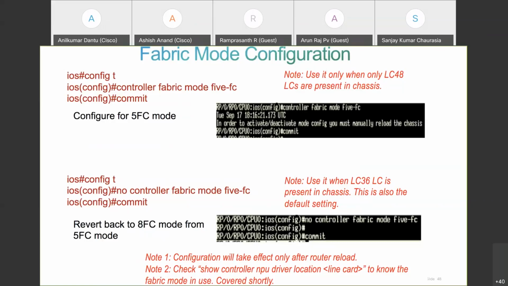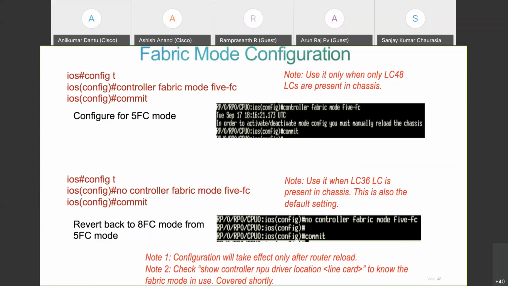Yes. See, as I mentioned, when you boot up the chassis, by default, it will boot up in 8 fabric card mode. Now, on the chassis, you have only 5 fabric cards. So you are nowhere near the N+1 redundancy. In an 8 fabric card system, you are already down 3 fabric cards. Okay, so the system is still running in 8 fabric card mode, and you are running with lower fabric capacity.